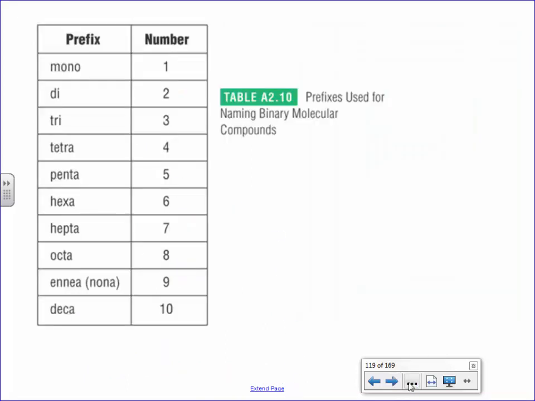So I've got the prefix list right here. So it just means you need to know all of the different prefixes. If you have 1 of something, call it mono. 2 of something is di. 3 of something is tri, etc. So here's the advice I would give kids. Again, while you got your periodic tables out, write these down somewhere. Because then you don't have to memorize them, right?